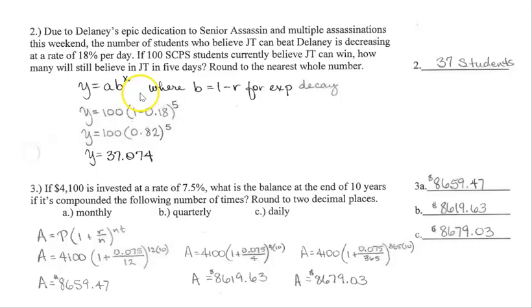All right, so again, the exact same thing, only this time because it is a decreasing quantity of 18%, we're going to say 1 minus 0.18 instead of 1 plus. And then our initial amount is 100, and again, our time is 5. So we'll put this into our calculator, and we round this to the nearest whole number, and we'll get 37.